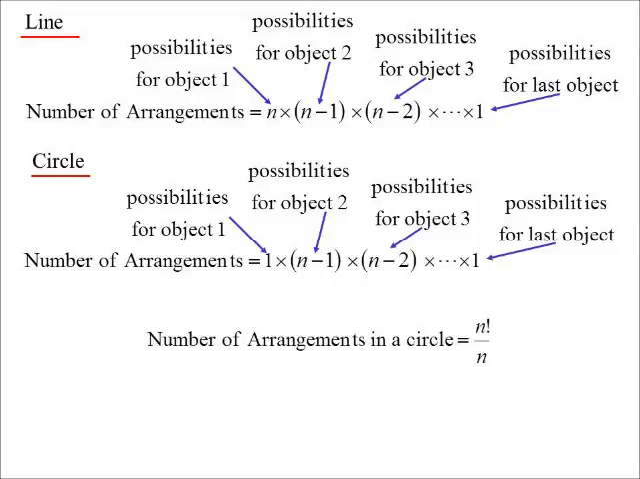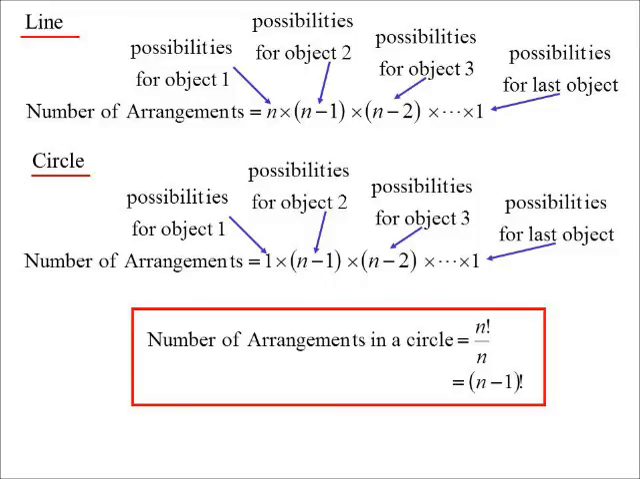So in other words, n factorial if it was in a line, but we're dividing it by the number of ways I could have placed the first object, n. Well, that's just n minus 1 factorial. So if we want to arrange things in a circle, instead of doing n factorial, we just do n minus 1 factorial. Let's look at some examples.